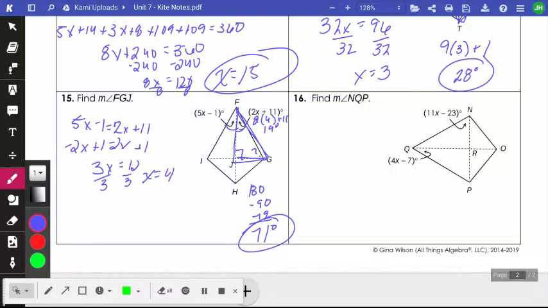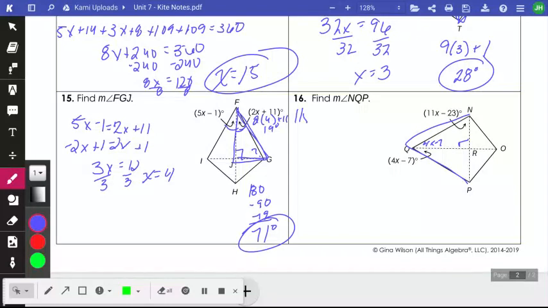We have this angle as being 4x minus 7, but that also means this angle here is 4x minus 7 because those two angles are equal. And this is a 90-degree angle. So we know that all three of those angles are going to add up to 180 degrees. Then, once I have x, I can figure out how to find NQP, which is this entire angle. Okay, but I need x in order to do that.